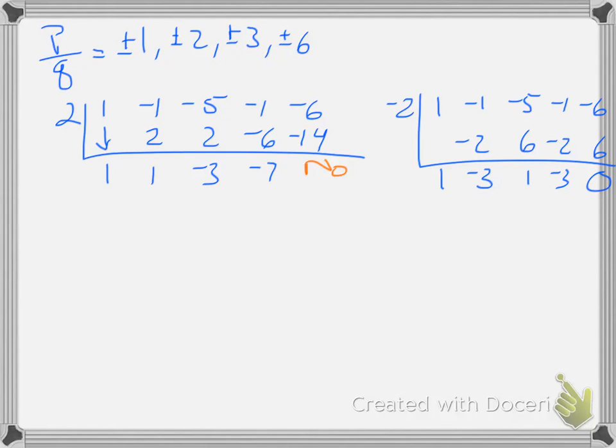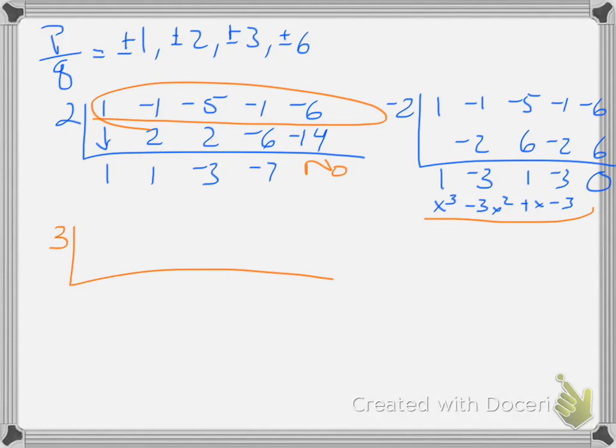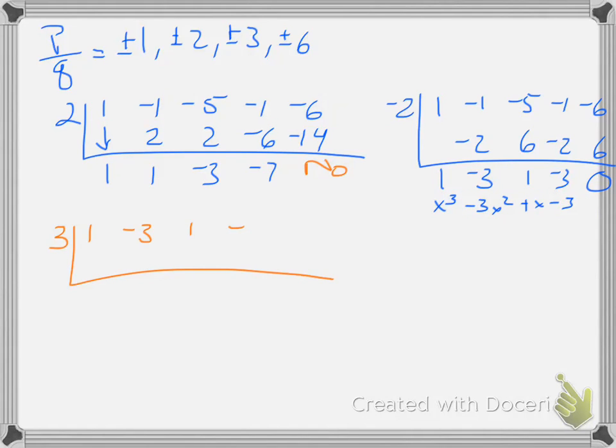So now since this one works, I have a cubic. X cubed minus 3x squared plus 1x minus 3. And I'm going to keep going with my possible zeros. So now I got to try positive 3. But instead of using these same coefficients, I'm going to now use my new coefficients. So that's a 1, -3, 1, -3. So that's 1 times 3 is 3. Times 3 is 0. Combine those, that's 1, positive 3, and 0. So this one works as well.